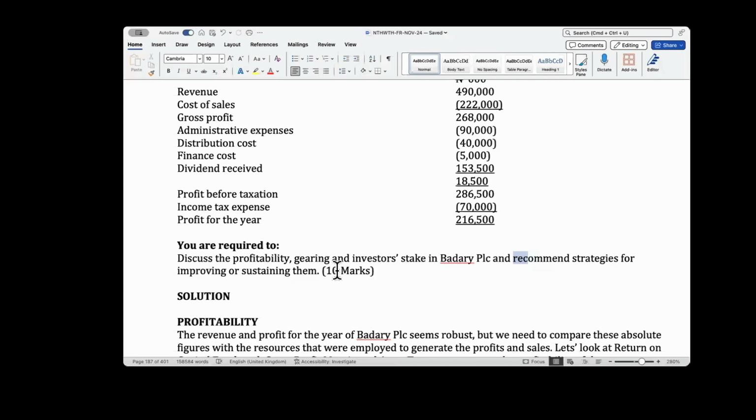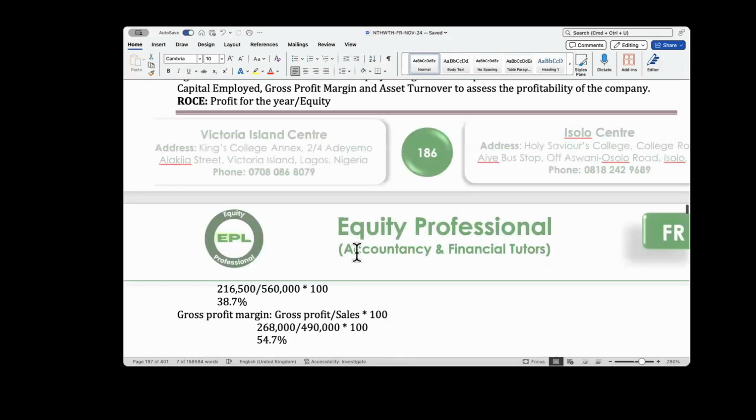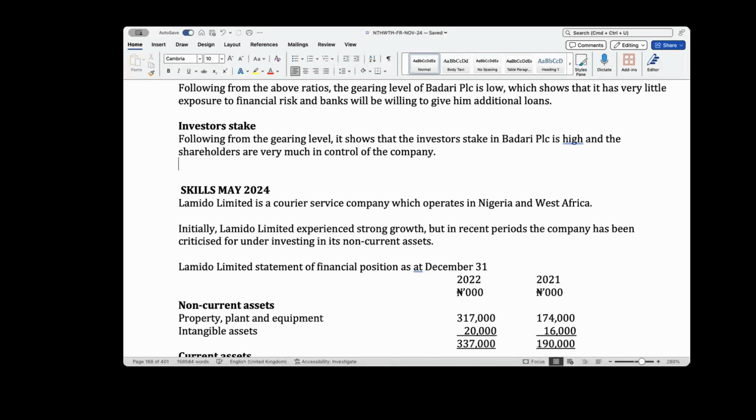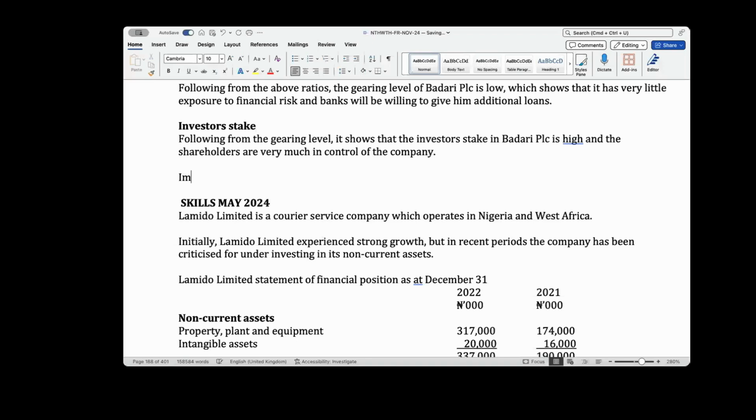Even though I didn't mention this part, they said you should recommend strategies for improving or sustaining them. For this one, you can give maybe an additional 3 or 4 points. So you can mention some improvement strategies. Those of you in class, can anyone give us some improvement strategies? How do we improve our profitability?